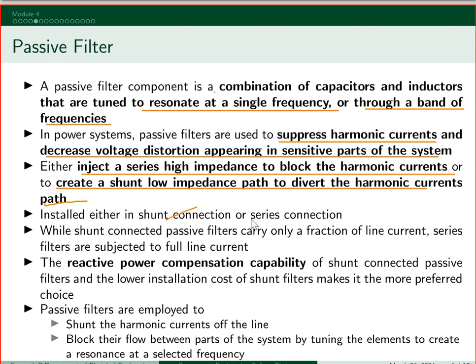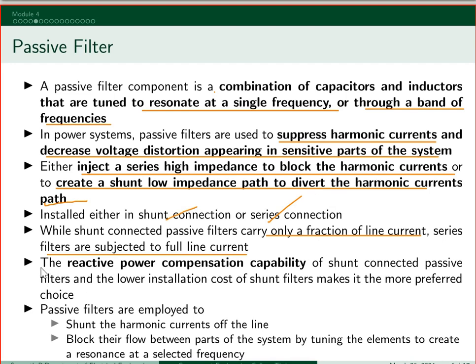So this can be connected in shunt or series connection, and when the filter is used in the shunt mode, it carries only a fraction of the line current, but the series filters will be subjected to full line current. So depending on the type of filters that you choose, you'll have to design the elements to withstand the voltage as well as the current which is going to pass through it.